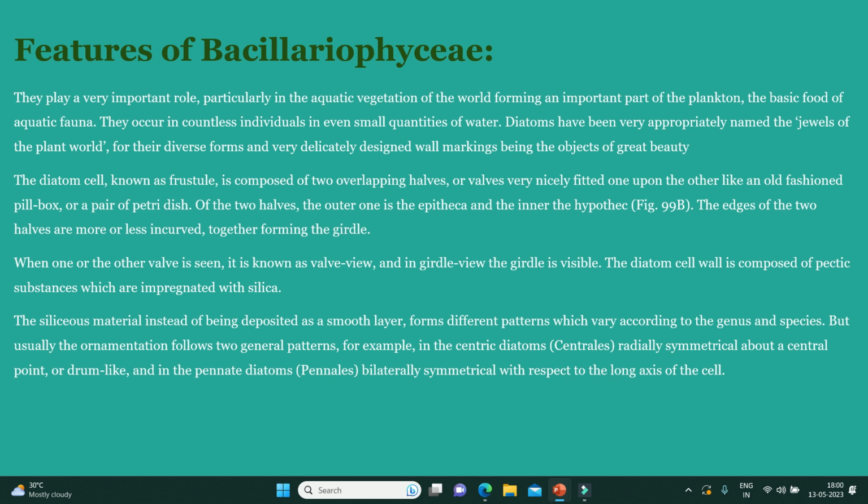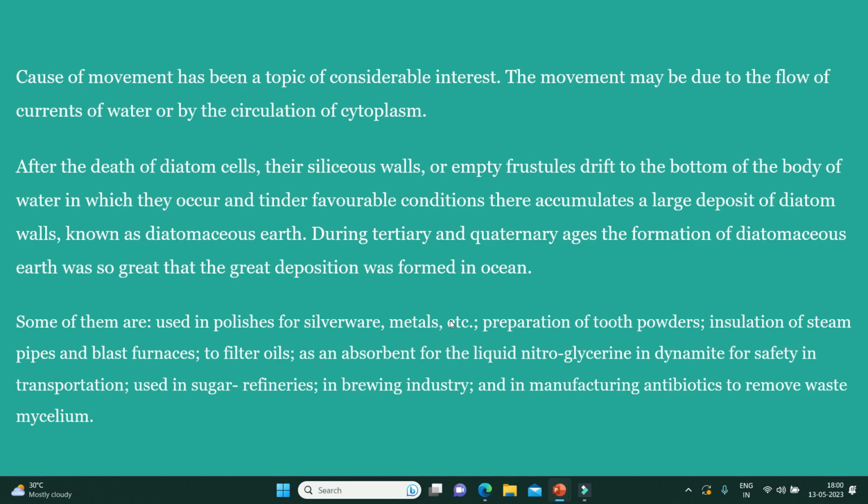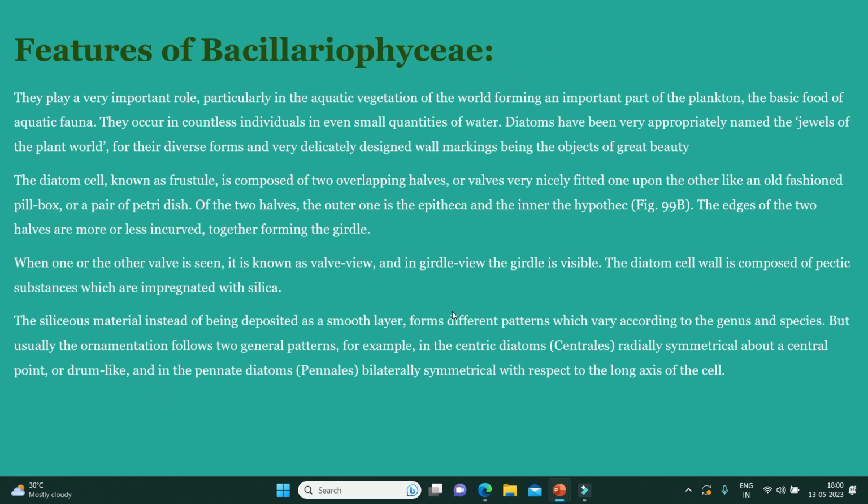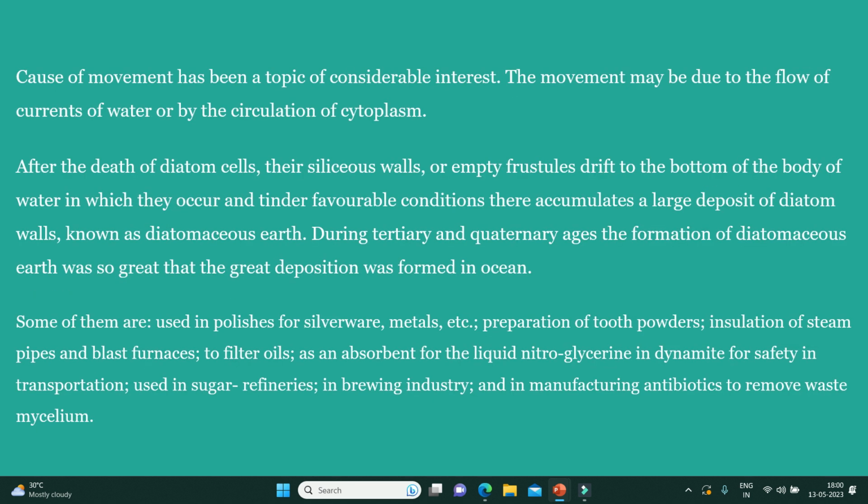The siliceous material, instead of being deposited as a smooth layer, forms different patterns which vary according to the genus and species. But usually, ornamentation follows two general patterns. For example, in the centric diatom, radially symmetrical about a central point, drum-like, and in the pennate diatom, bilaterally symmetrical with respect to the long axis of the cell.